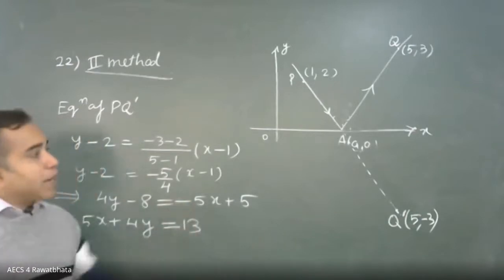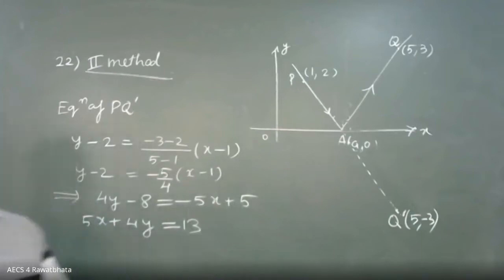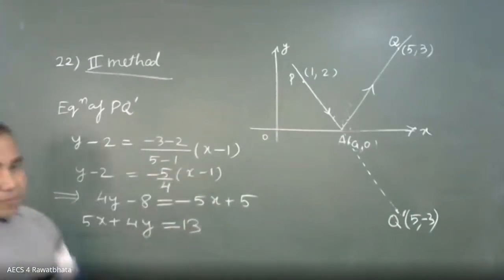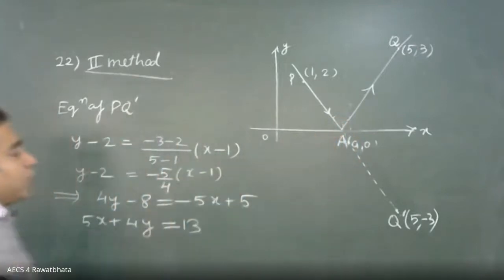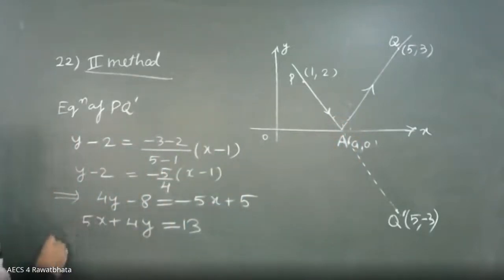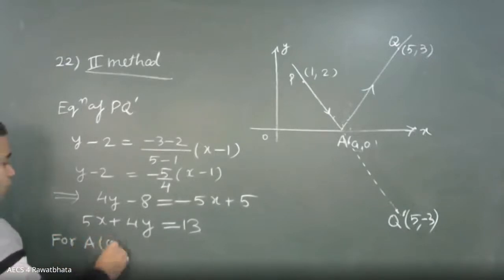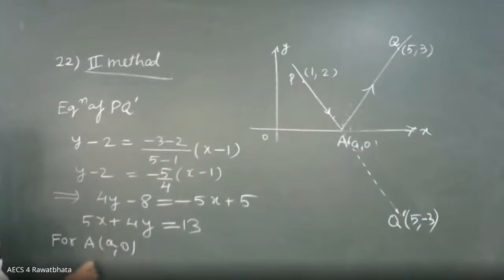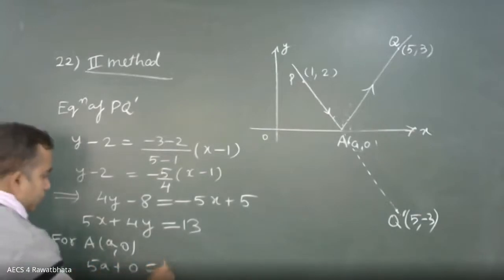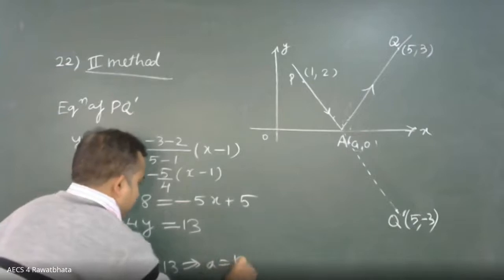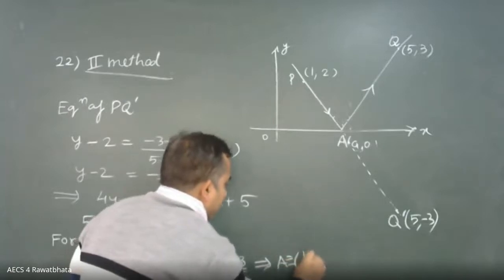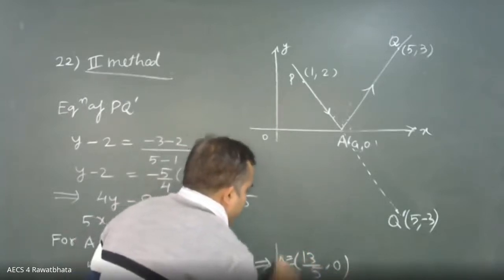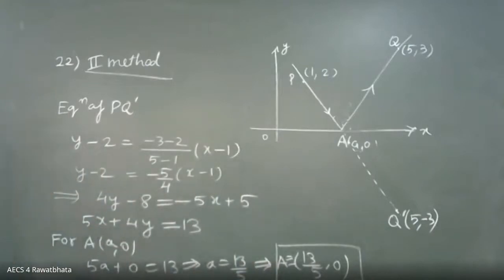Now somebody suggest to me how to get the coordinates of capital A. What should I do? Yes, Adyansh. I should put y equals 0, because this line is cutting the x-axis at capital A, with coordinates (A, 0). So putting y equal to 0, you get the coordinates of capital A as (13/5, 0). Simple. So this method also was quite simple.